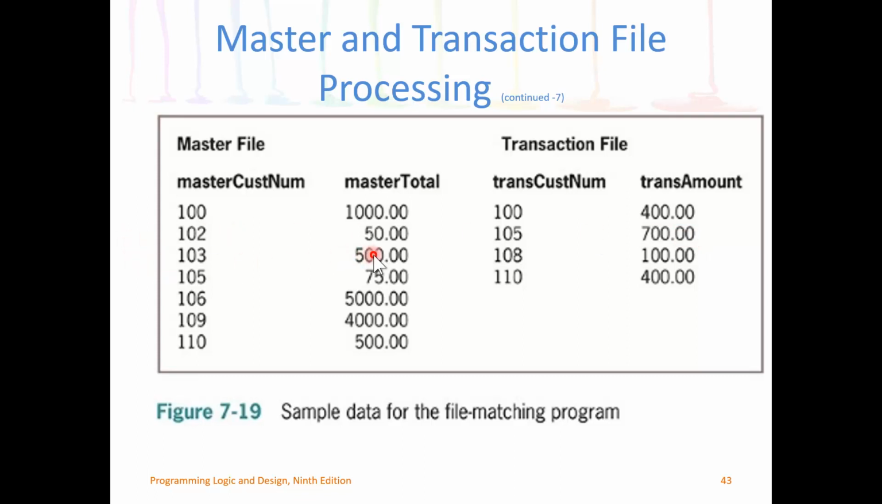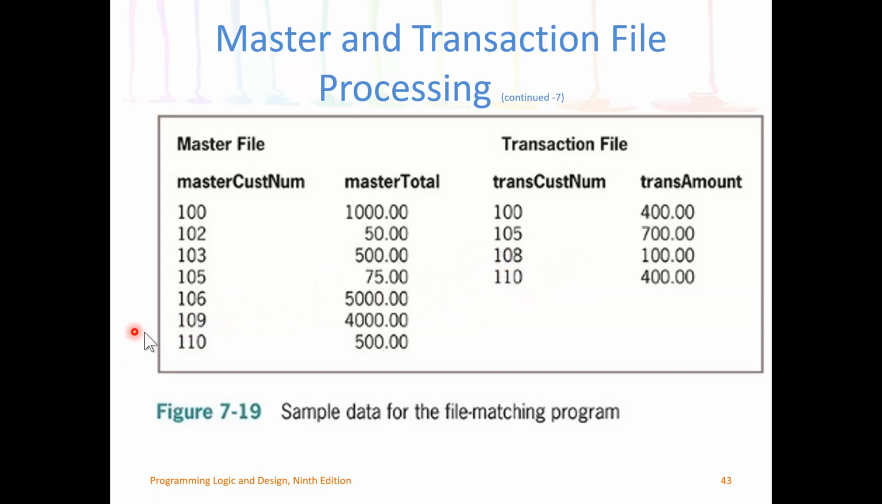Okay, then we're going to read 103. It still doesn't match. There is no 103 in the transaction record, so we can just write this to the output file. And then finally we get to 105 and 105, so 75 plus 700, it's going to write 105, 775, read the next transaction. So it doesn't match. We write that out to the new file. It doesn't match 109, so we know there is no 108 in the file. We write this out. Then we read 109, 1010.